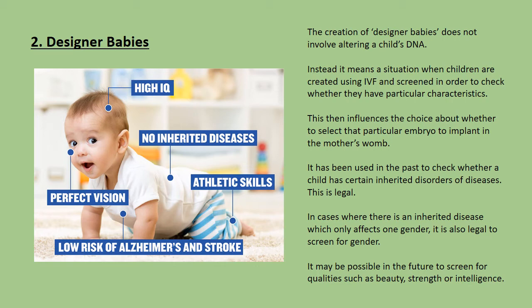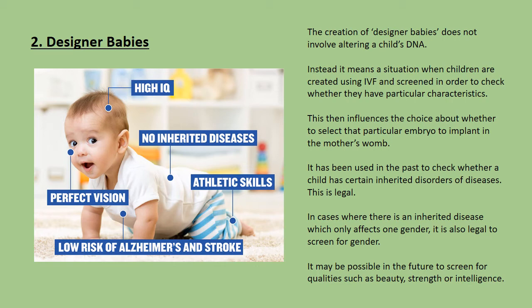It says, some of these things like no inherited diseases, low risk of Alzheimer's or stroke. Well, maybe that would be something we want to do. But would we want to select to have perfect vision so we could get rid of all people? You never have to have anyone in your family that has bad eyesight. Would it be good to select for high IQ so that everyone in your family is really intelligent? Would it be good to select for athletic skills so you'd pick people who are really good at running or whatever?